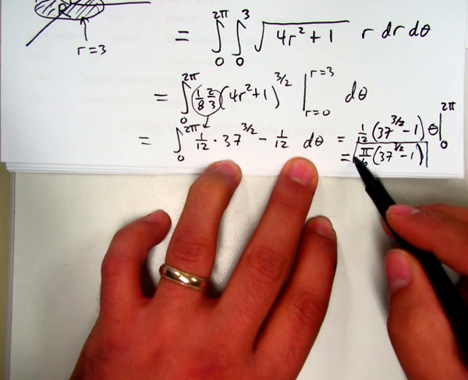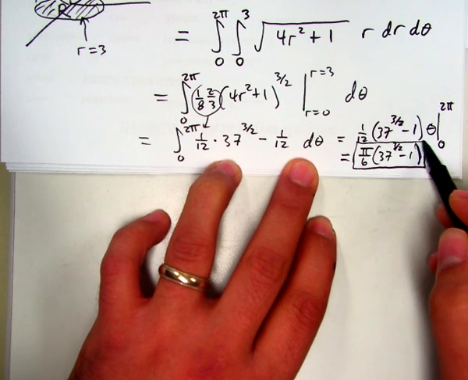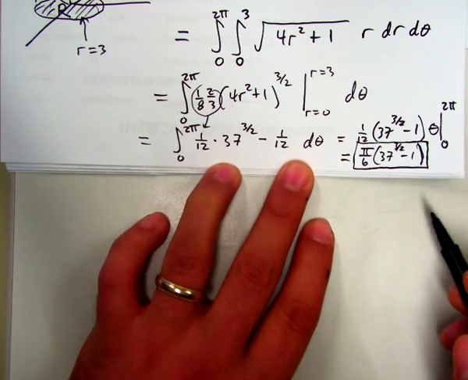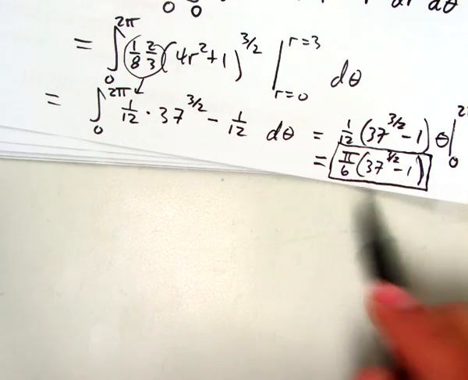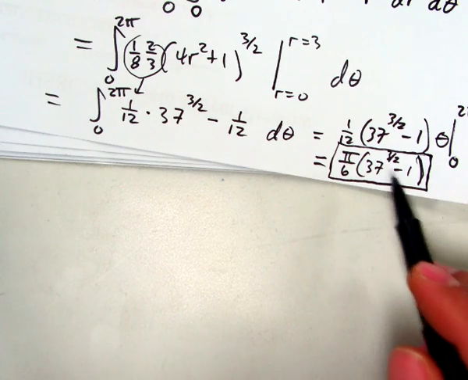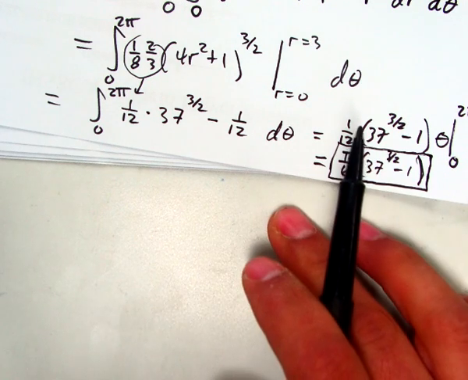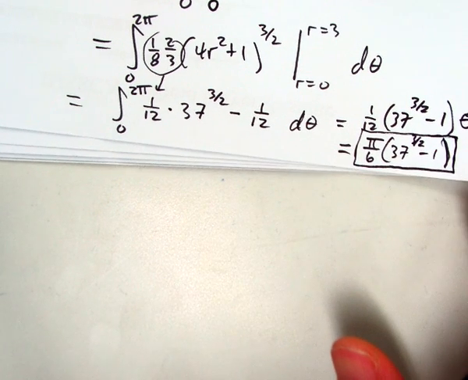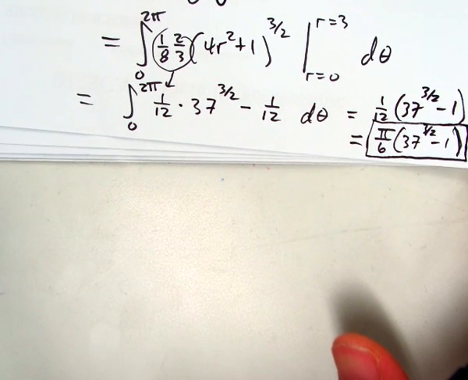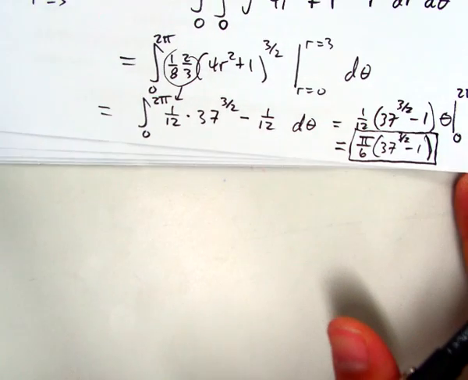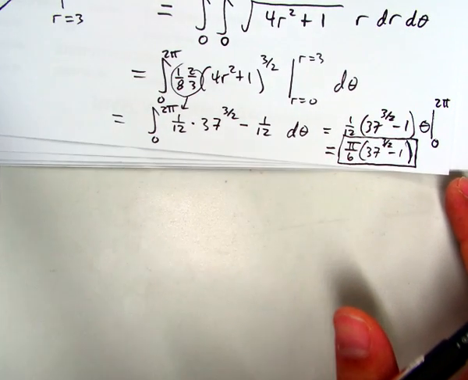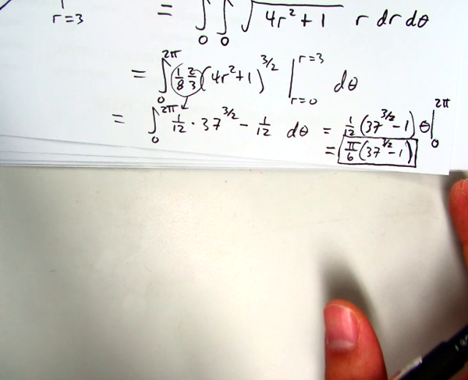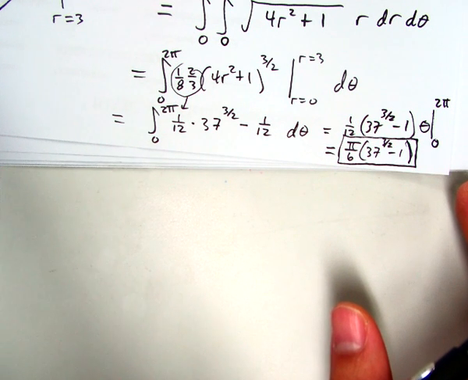This is what I'm getting for the answer. It's kind of hard to see for you guys. Something equivalent to it, maybe. Pi over 6 times 37 to the 3 halves minus 1. Any questions on that? Okay, we can end here.